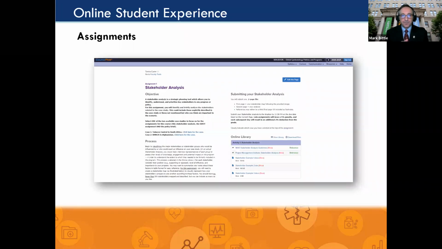Next slide, please. Again, just an example of assignments. Very efficiently organized, easy to follow. You can see on the right-hand side, it says online library. Everything you need to know about that particular assignment, associated readings, etc., are right there. All you have to do is click on them. So again, we've tried to organize this to be as efficient for you as possible. And a lot of this has evolved from student feedback over the years. So it's been helpful to have that level of engagement. Next slide, please.